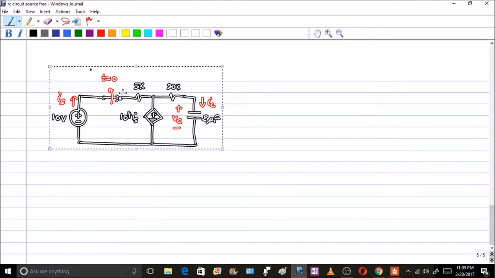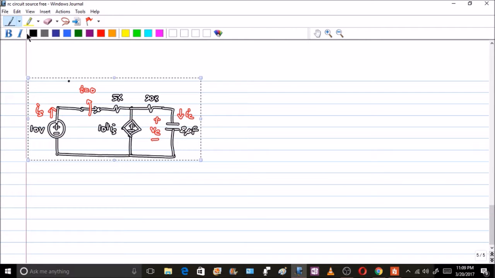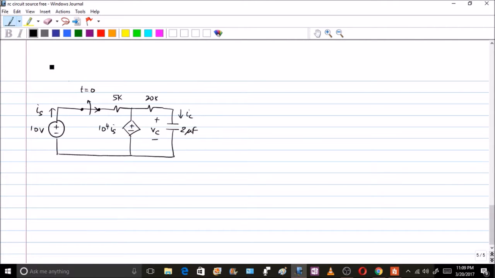Let us paste the circuit once again. To find the value of R equivalent, you have to go to t greater than 0. At t greater than 0, the switch is open, right? So the switch is open at t greater than 0, so it is like this. And because I have to see the resistance as seen by the capacitor, I'll remove the capacitor and find the equivalent resistance as seen by the capacitor.